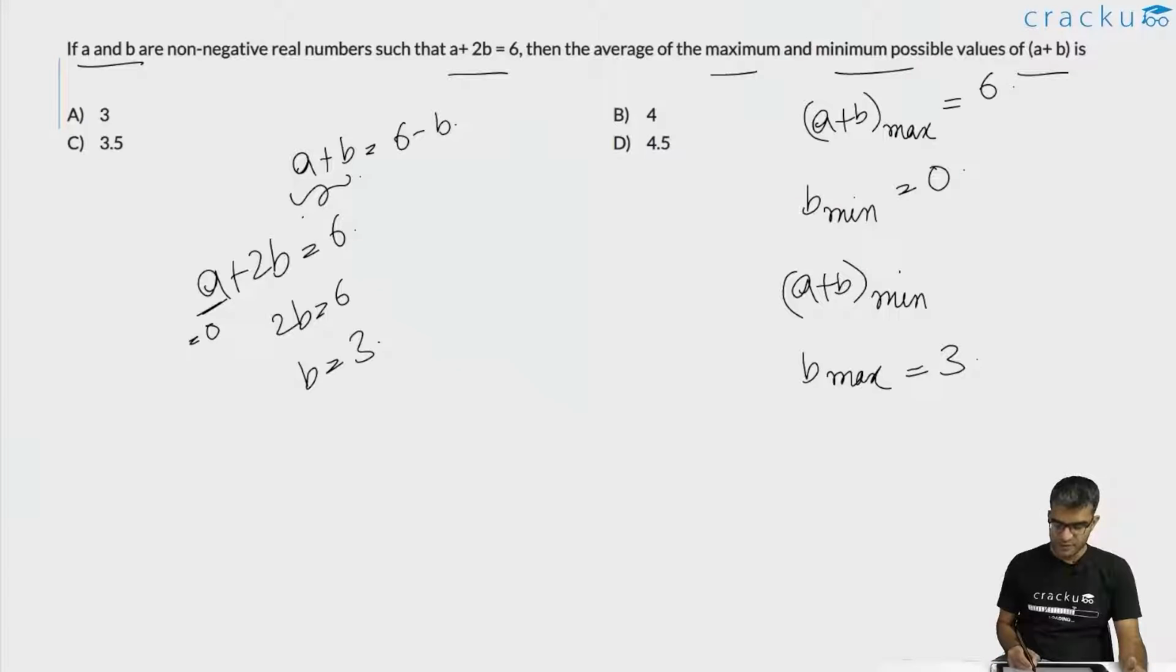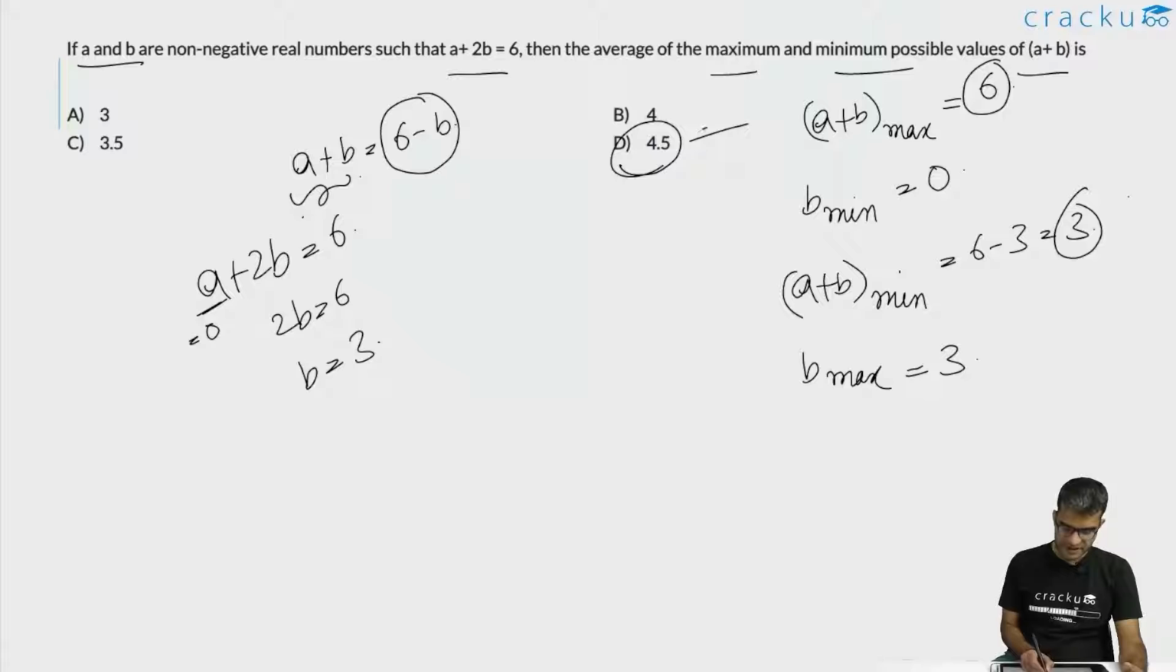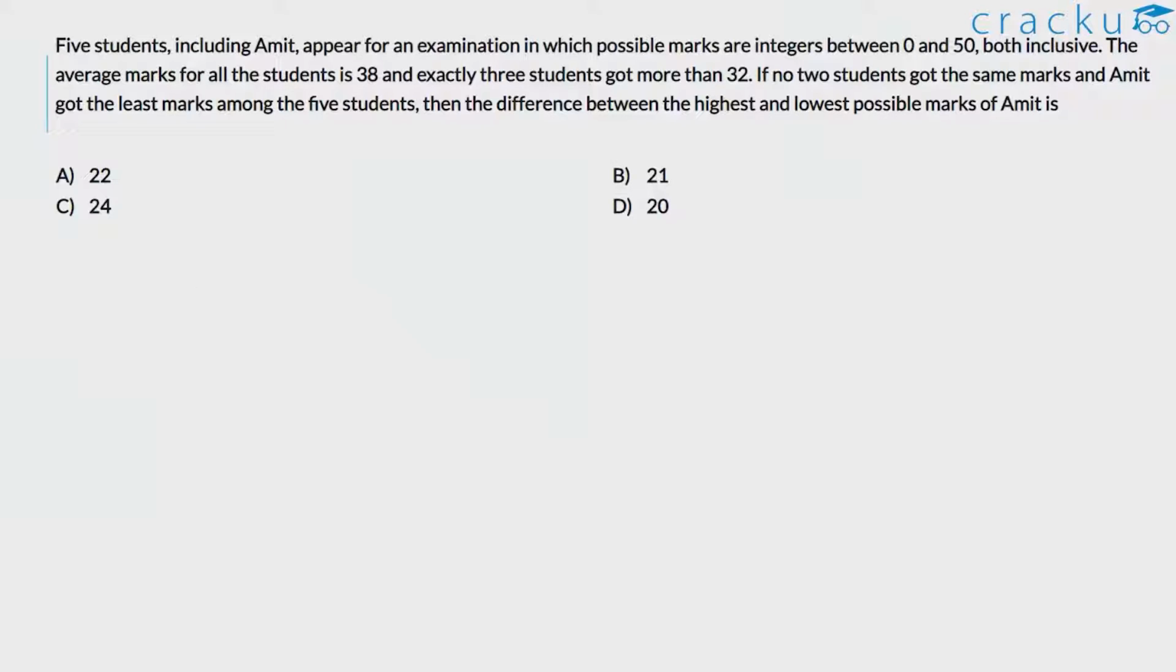And therefore, the minimum possible value of a plus b will be 6 minus 3, which is equal to 3. So the average of 6 and 3 will be 4.5. So the correct answer is option D.